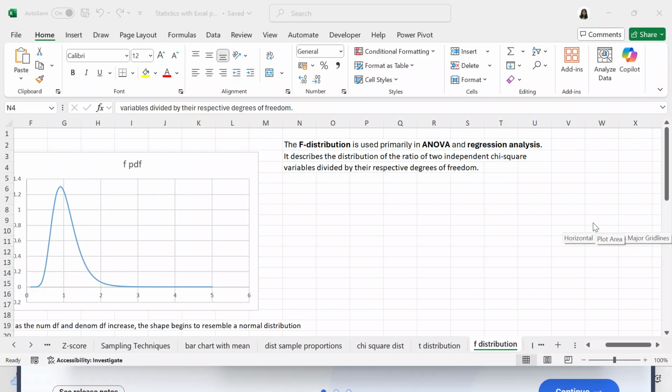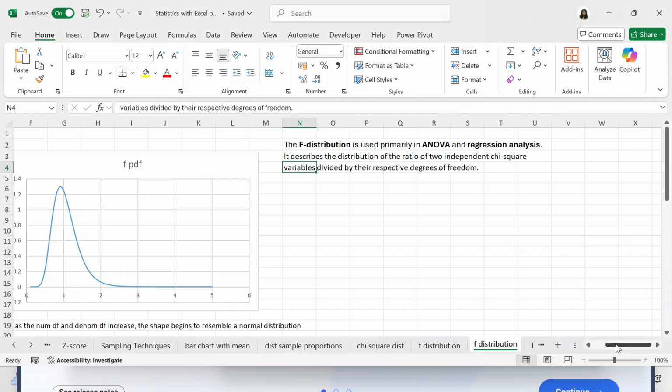So the F distribution is used primarily in ANOVA and regression analysis. ANOVA is an acronym for analysis of variance. It describes the distribution of the ratio of two independent chi-square variables divided by their respective degrees of freedom.